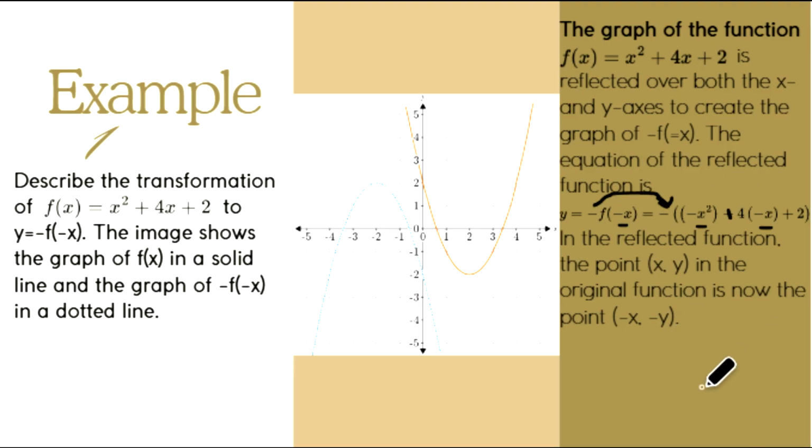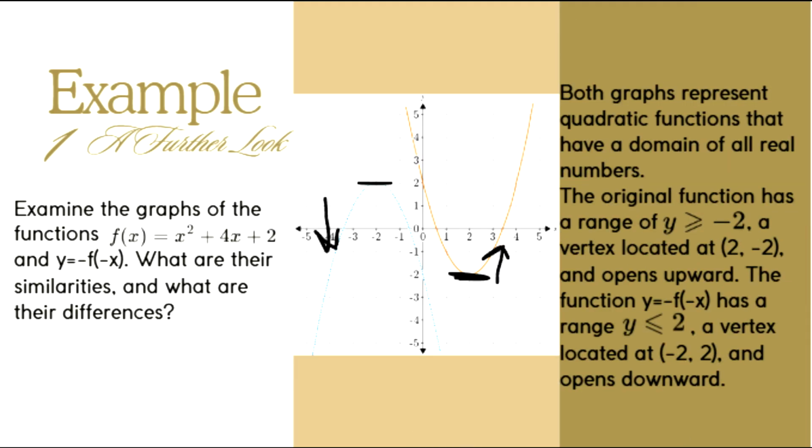In the reflected function, the point (x, y) in the original function is now the point (negative x, negative y). This is just showing you how in the formula, we go from x to negative x, y to negative y. Both graphs represent quadratic functions that have a domain of all real numbers. The original function has a range of y is greater than or equal to negative 2. So you can see this is its lowest point.